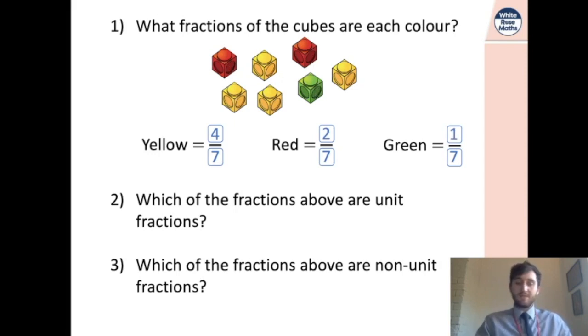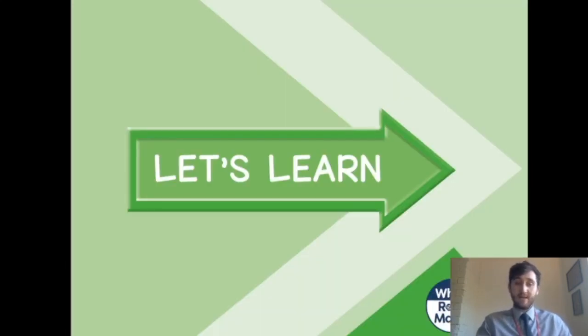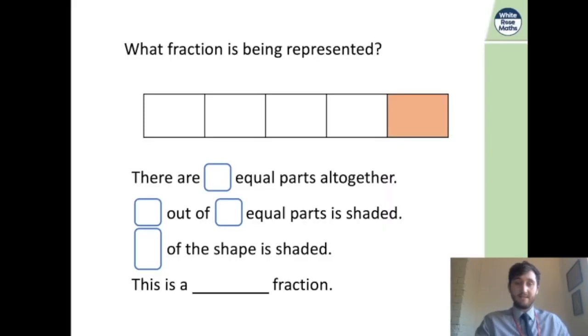And then now it says, which of the fractions above are unit fractions? Well, for the unit fractions, it is the green, because I've only got a 1 as my numerator. And then number 3, which of the fractions above are non-unit fractions? Well, a non-unit fraction is any other fraction that hasn't got 1 as the numerator. So that is yellow and red.